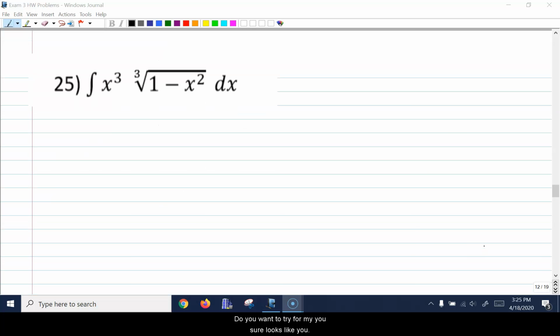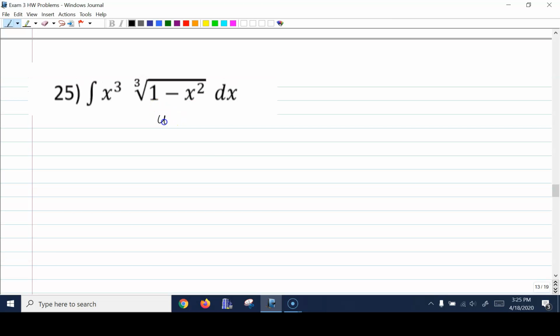Try for my u here. Let's let u be 1 minus x squared. That's something that's definitely on an inside. What's du going to be if u is 1 minus x squared? It's going to be minus 2x dx.